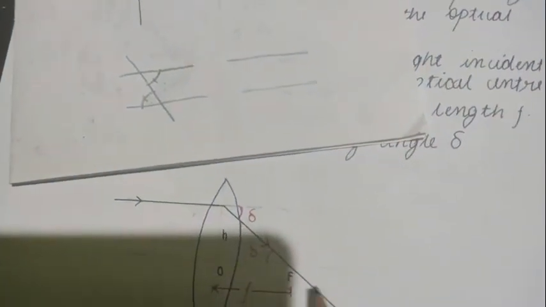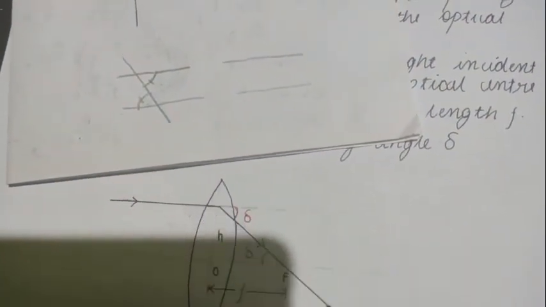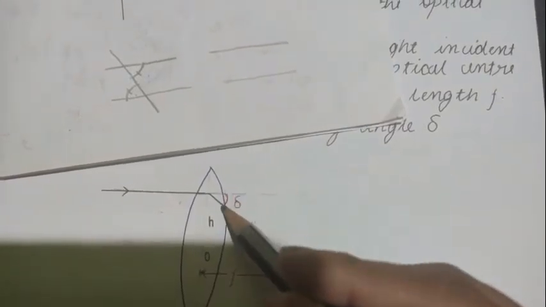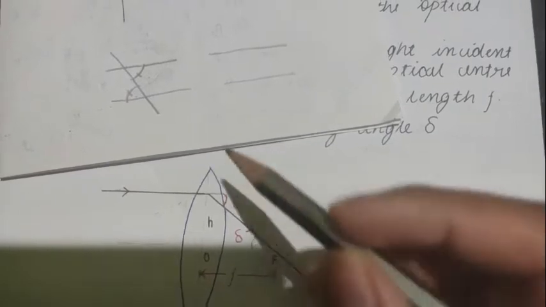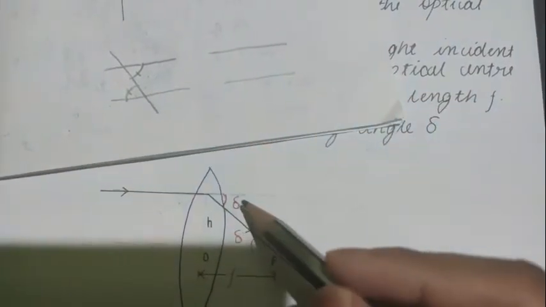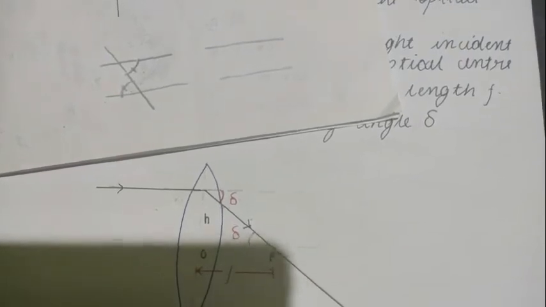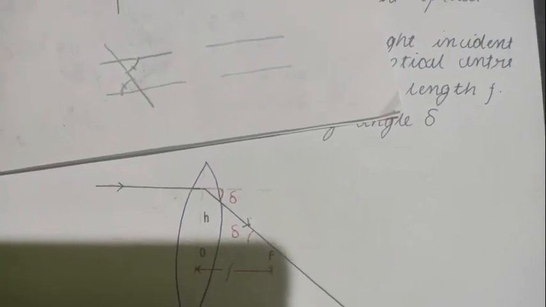These two lines are parallel. There is a transverse moving in this direction. So this angle should be equal to this angle. Why? Corresponding angles. So this is delta, then this angle will also be delta. Any confusion with this one?